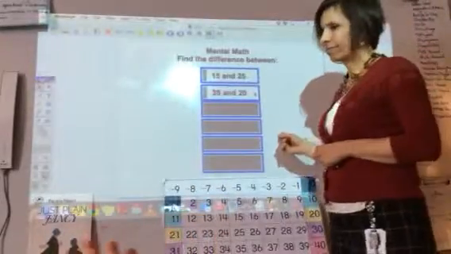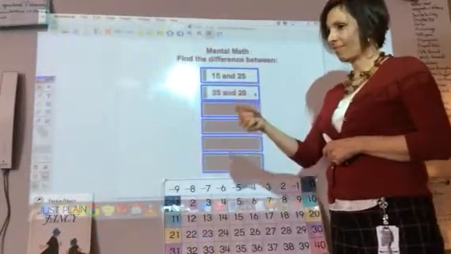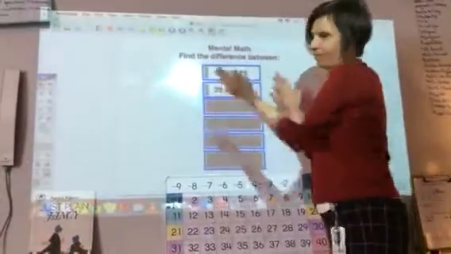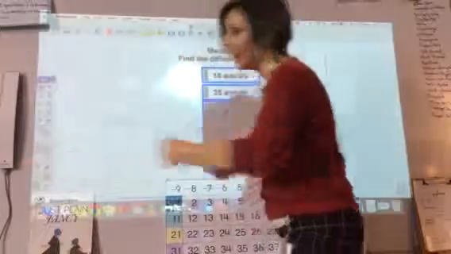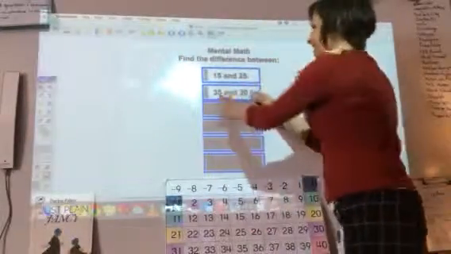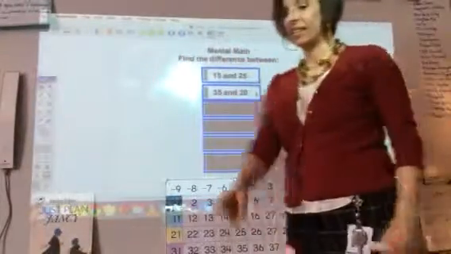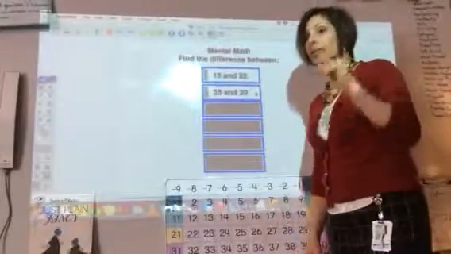35 and 20. You have 5 seconds to think. Oh, much better this time. 1, 2, 3. 55. How do you know? What did you do? I did 30 plus 20 equals 50, because 3 plus 2 is 5, but we're talking 10, so it's 50. And I added 5 more, and then I got 55. Nice. It's like a ballpark estimate, kind of.